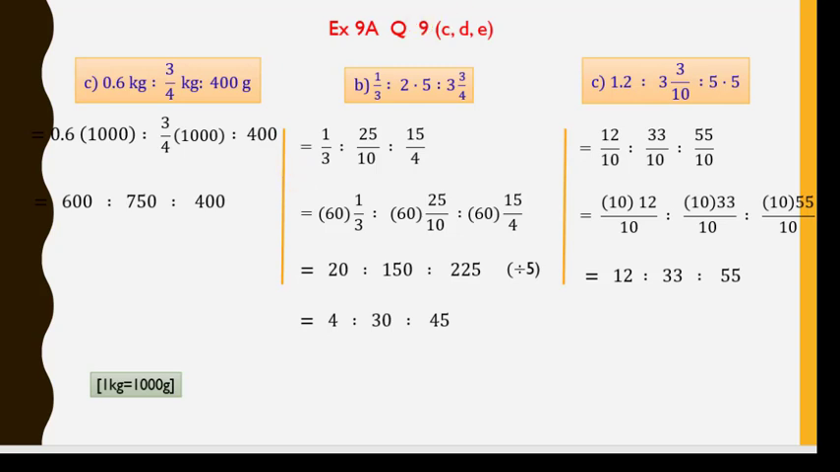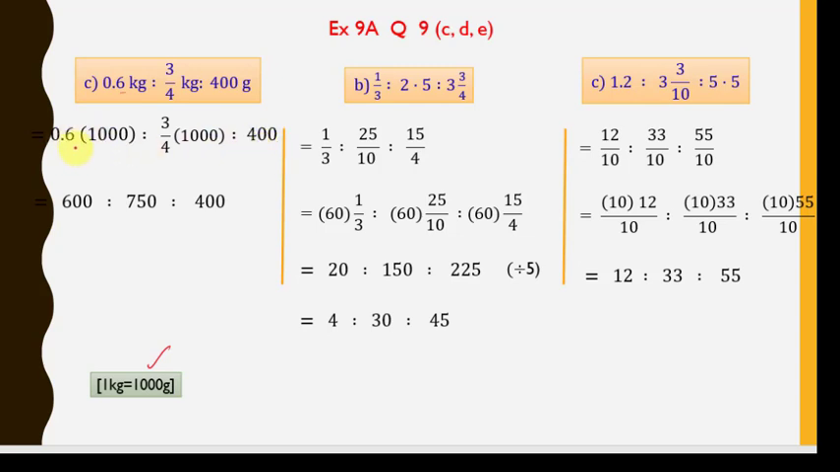Now we will solve question number 9, parts C, D and E. If you look at the part C, the units are not same. The smallest unit is grams. We will convert the kilograms, 3/4 kilogram and 0.6 kilogram, into grams. And how we will do that? We will multiply it by 1000. So 0.6 into 1000 is to 3/4 multiply 1000 and 400 grams.